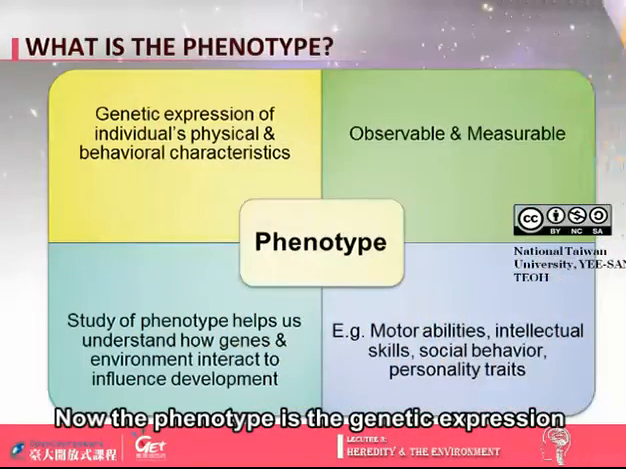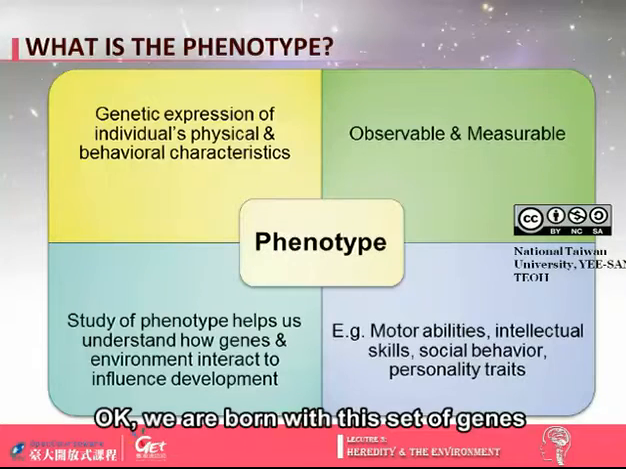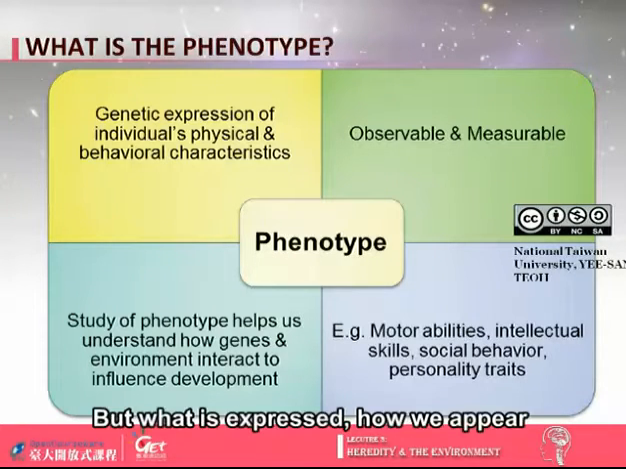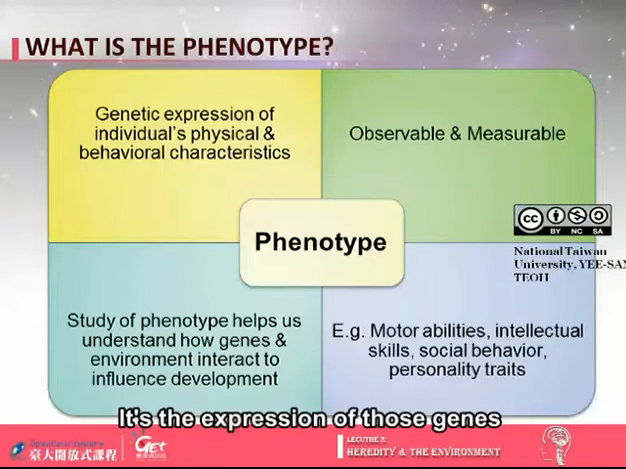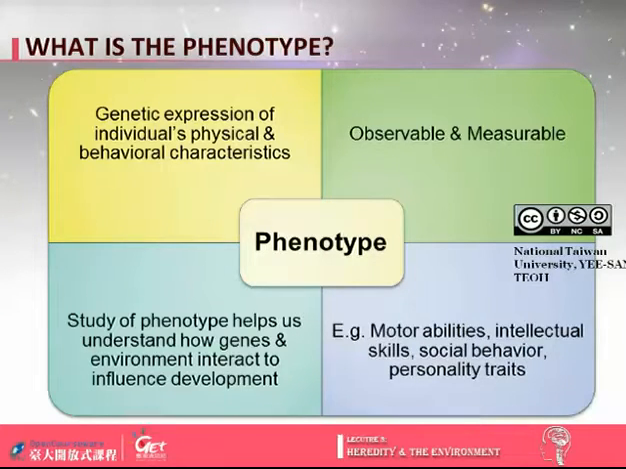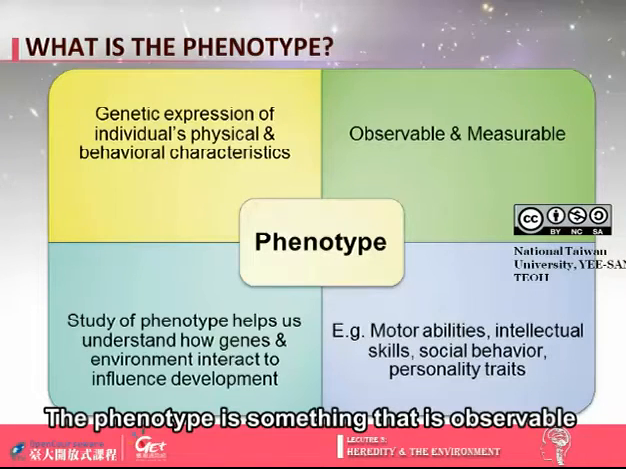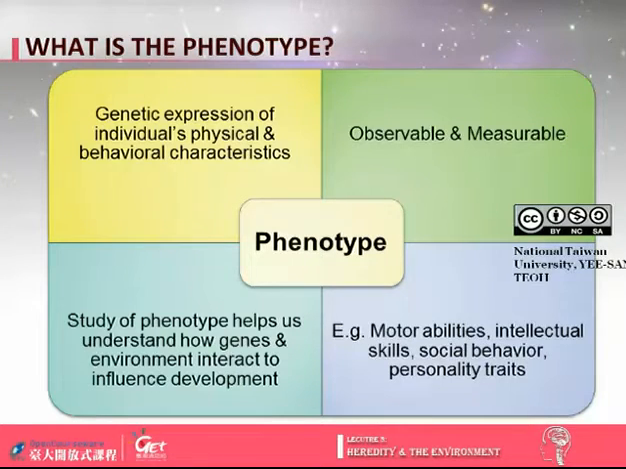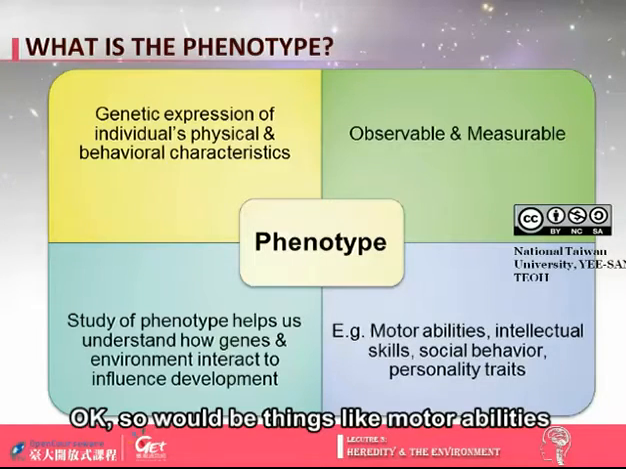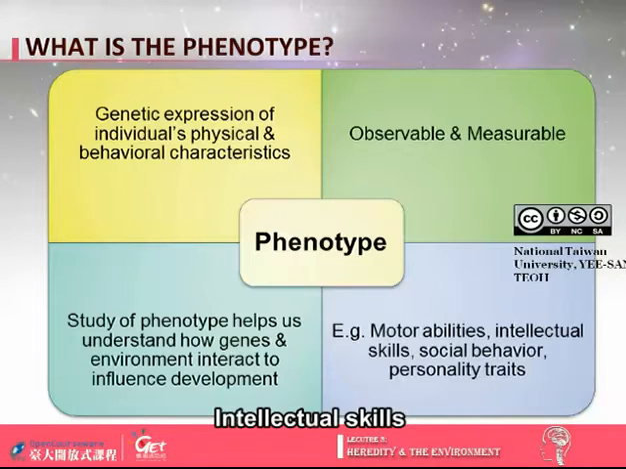Now, the phenotype is the genetic expression. So we are born with this set of genes. But what is expressed, how we appear, what we do in this world, is the expression of those genes. And that's called the phenotype. The phenotype is something that is observable. You can see it, and you can measure it. So it will be things like motor abilities, intellectual skills, social behavior, personality traits.